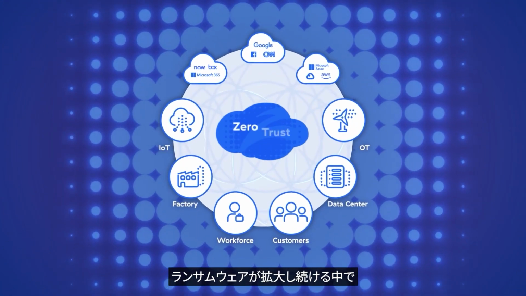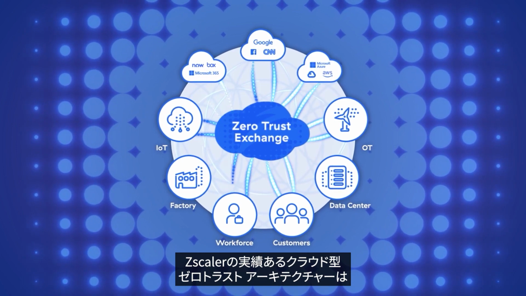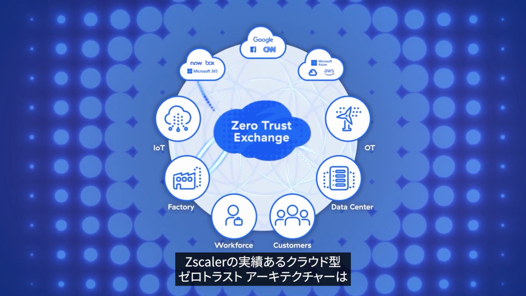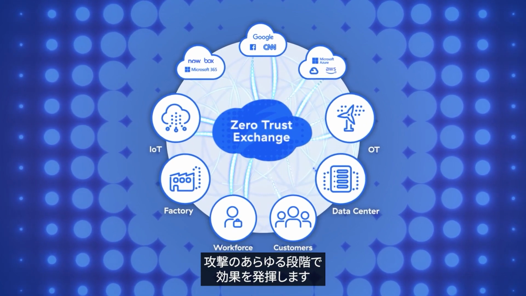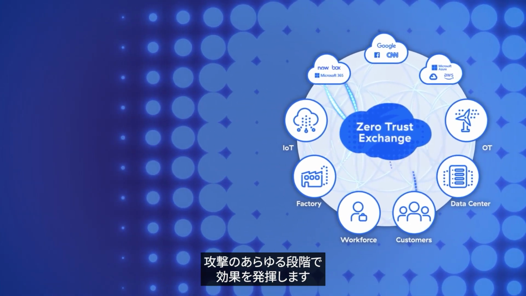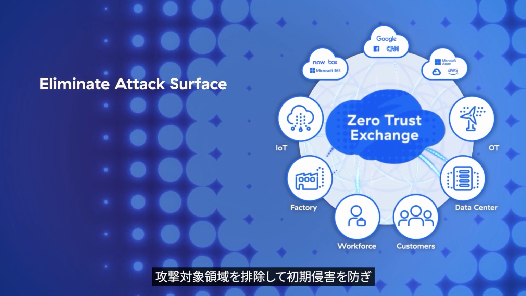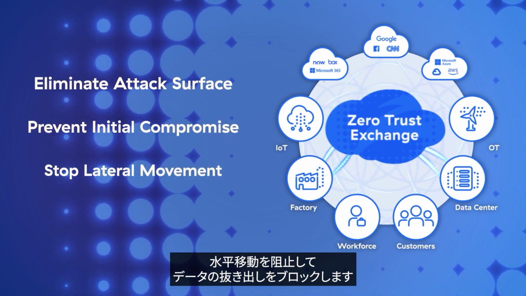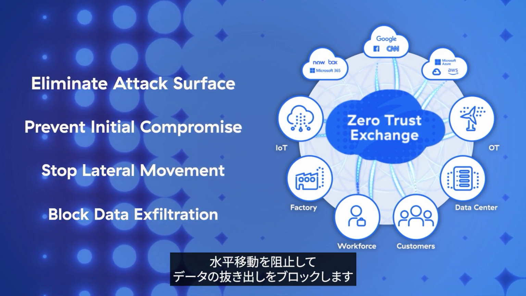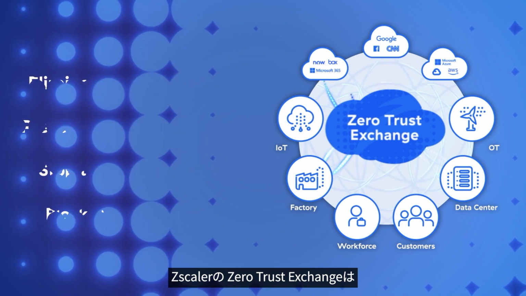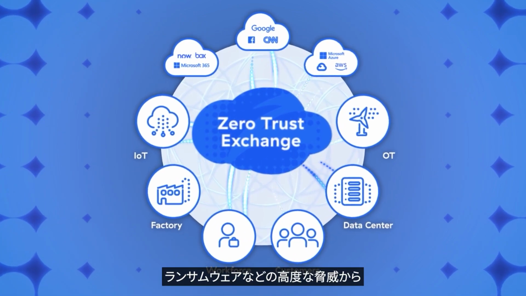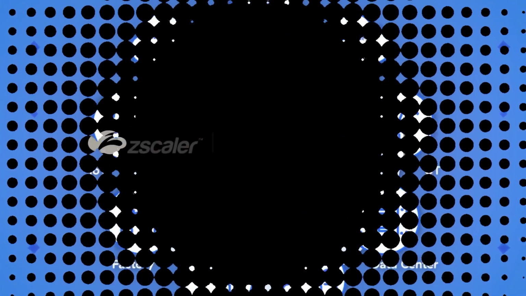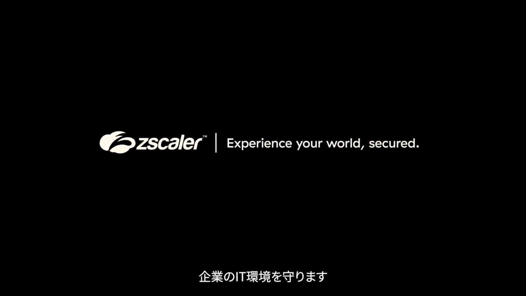As ransomware continues to spread, Zscaler's proven, cloud-delivered Zero Trust architecture takes back the advantage at every stage of attack. It eliminates attack surface, prevents initial compromise, stops lateral movement, and blocks data exfiltration. Turn to Zscaler's Zero Trust Exchange to stop advanced threats like ransomware and experience your world secured.